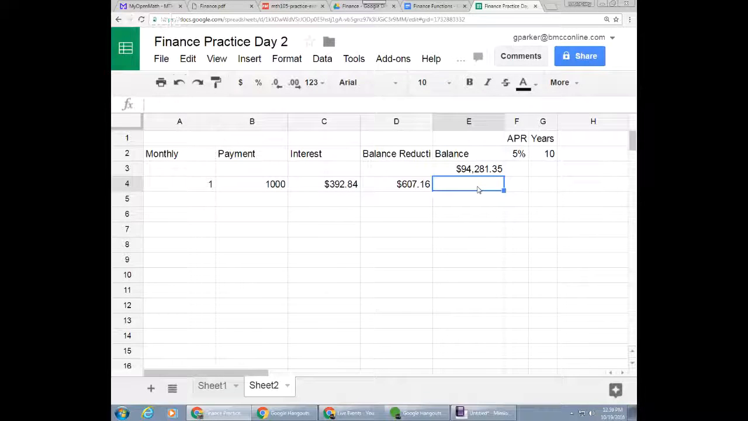Then the bank says, okay, let's take that off your balance. So they take your balance, they subtract what's left of your $1,000. You still owe us $92,674.19. What's going to happen next month?